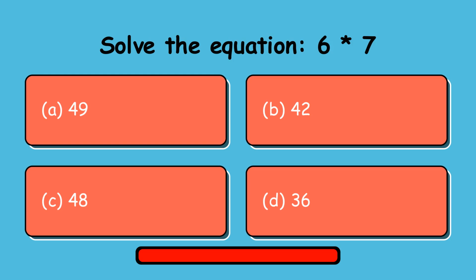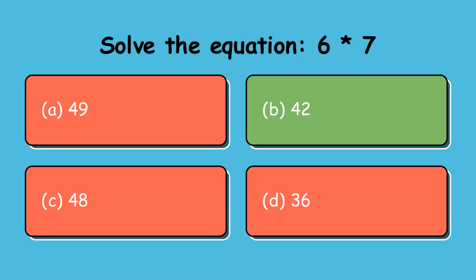All right, here's the problem. 6 multiplied by 7. Your possible solutions are A, 49, B, 42, C, 48, D, 36. You have 10 seconds to solve the problem, or pause if you need more time. Good luck. Correct answer is B.